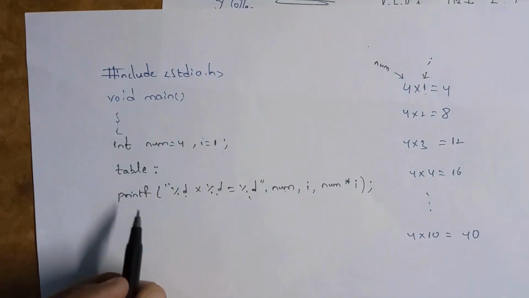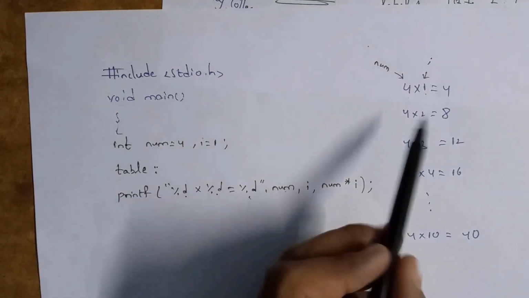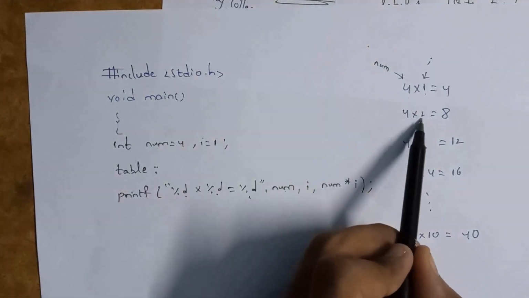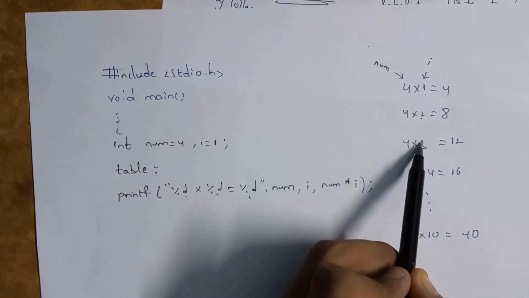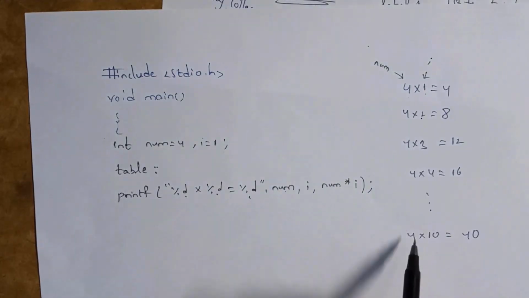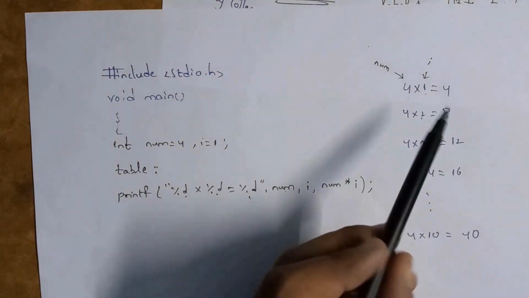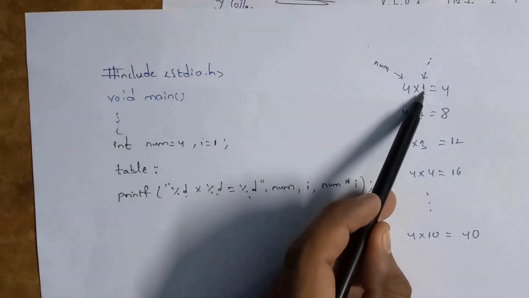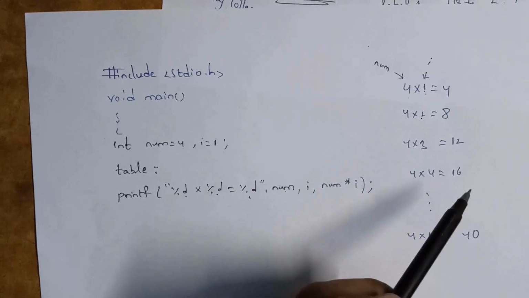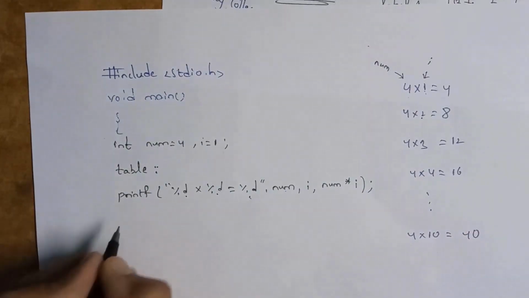At first you need to write 4 * 1 = 4. After 4 * 1 you need to take 4 * 2, after 2, 3, after 3, 4. Like that you need to write up to 4 * 10 = 40. So here we keep on incrementing the i value like 1, 2, 3, 4 up to 10. So here you need to write i++.